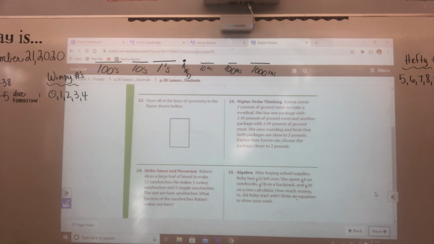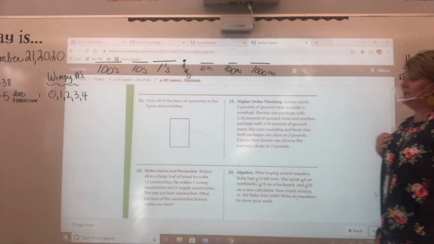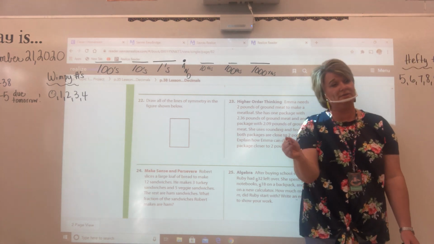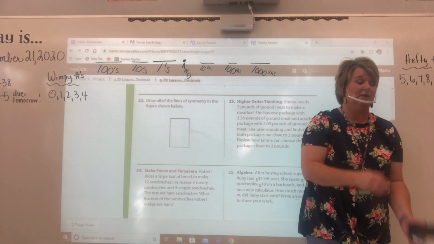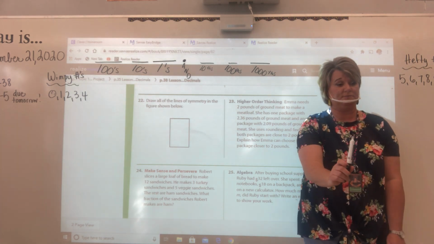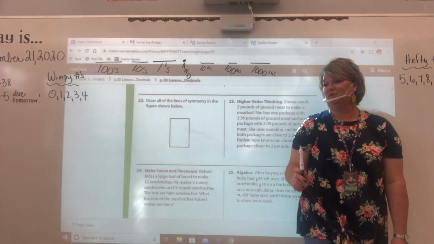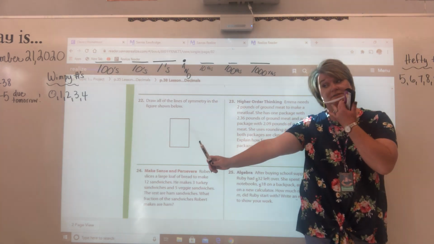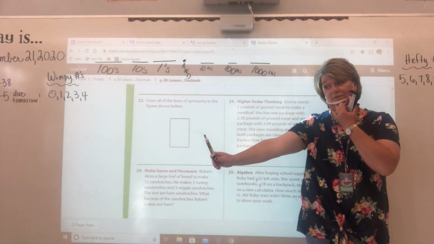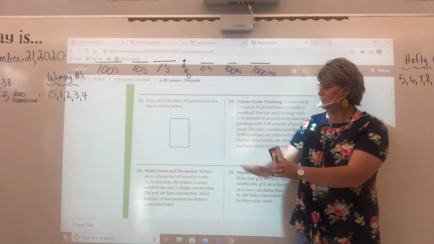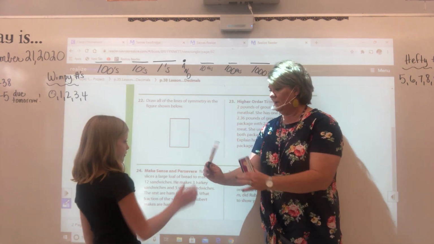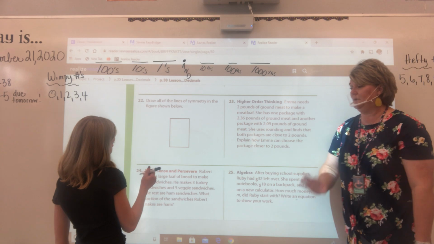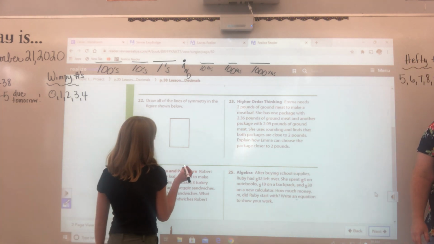Number 22. Draw all the lines of symmetry in the figure shown below. Symmetry means how can I cut it in half so you get the same size piece as I get. So anybody want to come up and do this? Okay. Bentley? There's a couple of different ways. I'm giving you a heads up. So let's pretend like this is a candy bar and you and I are going to share it, okay? Make it be exactly the same on both sides.